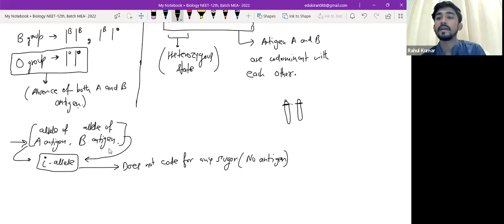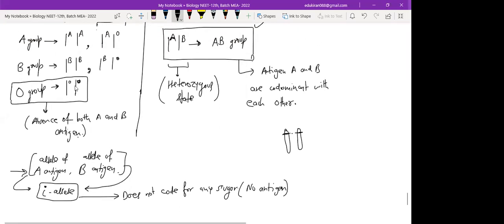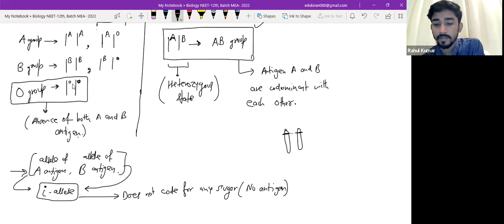Is it clear? And if both parents provided this allele, then the surface of the RBC will be devoid of both A and B antigen. But whenever the allele of A antigen or allele of B antigen is present along with the i allele, they are dominant and they will be produced because there is nothing to compete with them. So the point of dominancy only makes sense at the allelic level, but not at the expressed antigen level because it is nil.